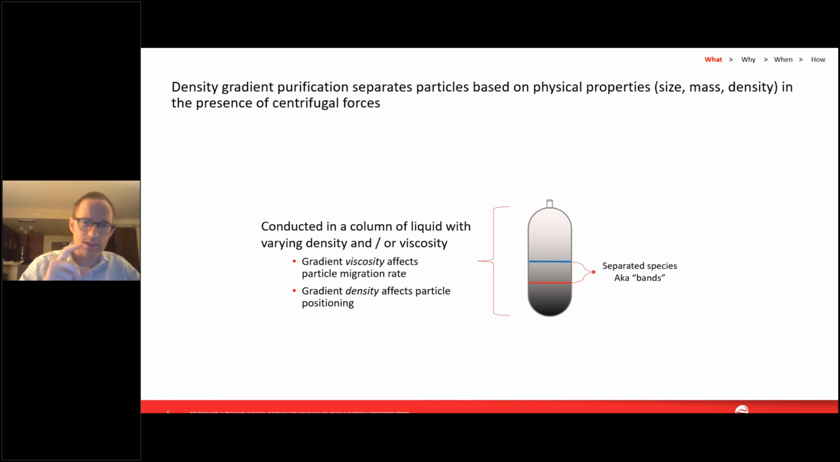There's a distinction here that I will be mentioning more later on. The gradient viscosity will affect the particle migration rate, so how fast the particles move through the tube. That has certain ramifications. And the density will affect where they will end up over time. So we will be talking about both.